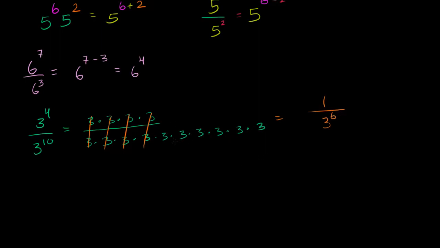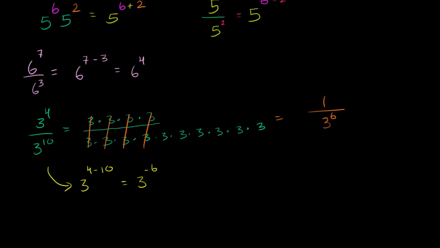But the property that I just told you would have told you that this should also be equal to 3 to the 4 minus 10 power. Well, what's 4 minus 10? We're going to get a negative number. This is 3 to the negative 6th power. So using the property we just saw, you would get 3 to the negative 6th power. Just multiplying them out, you get 1 over 3 to the 6th power. And the fun part about all of this is these are the same quantity.